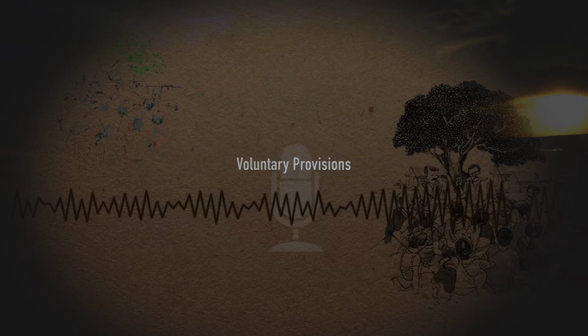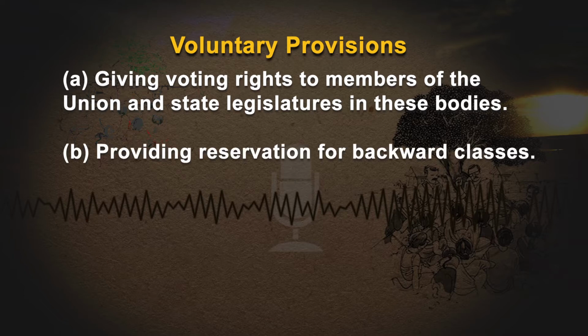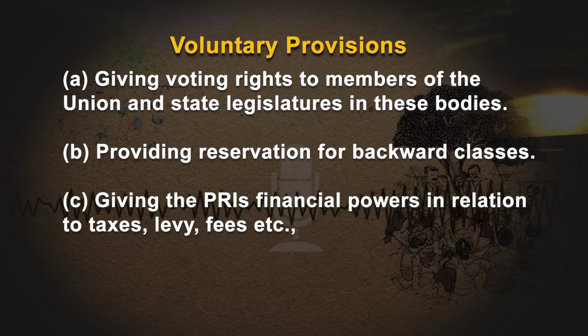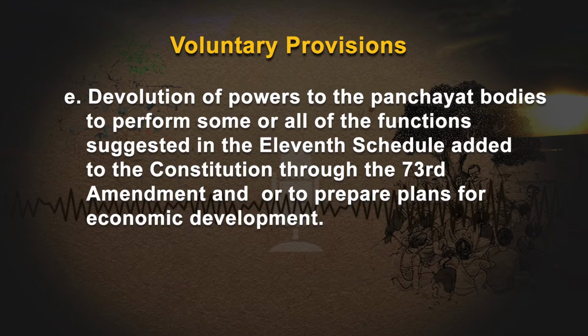Voluntary provisions. The implementation of voluntary provisions has been left to the will of the state. They are giving voting rights to members of the union and state legislatures in these bodies, providing reservation for backward classes, giving the Panchayati Raj institutions financial powers in relation to taxes, levies, fees, etc., making the panchayats autonomous bodies, and devolution of powers to the panchayat bodies to perform some or all of the functions suggested in the 11th schedule added to the Constitution through the 73rd Amendment, and or to prepare plans for economic development.